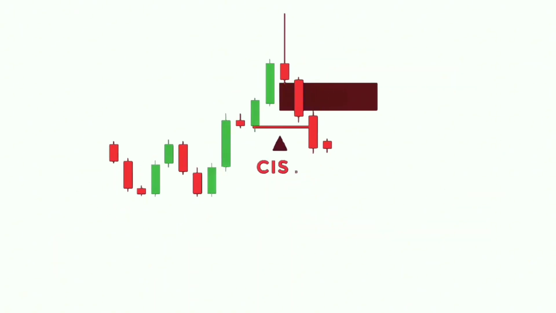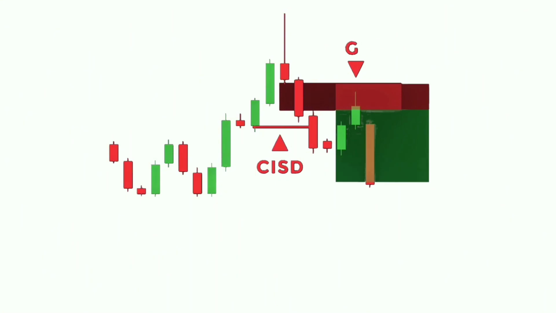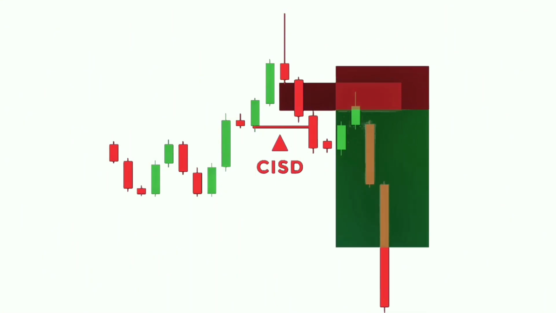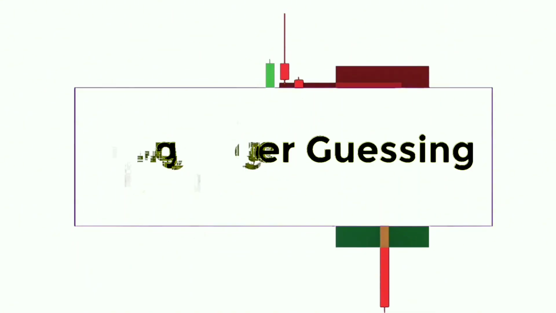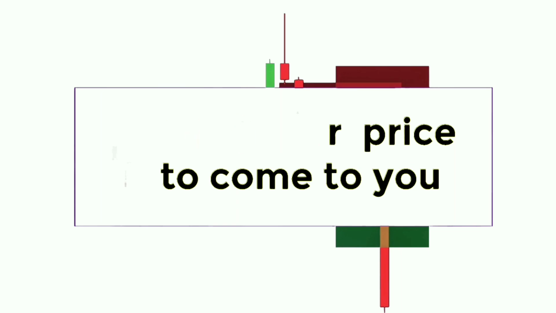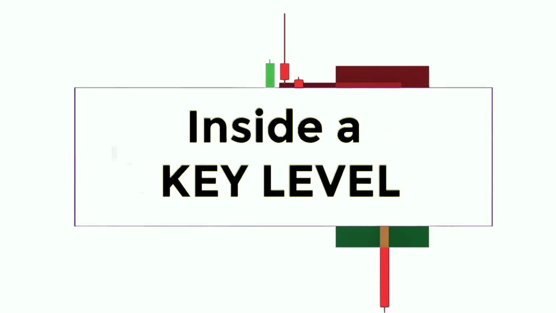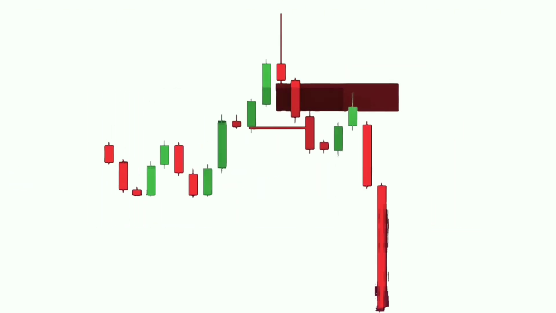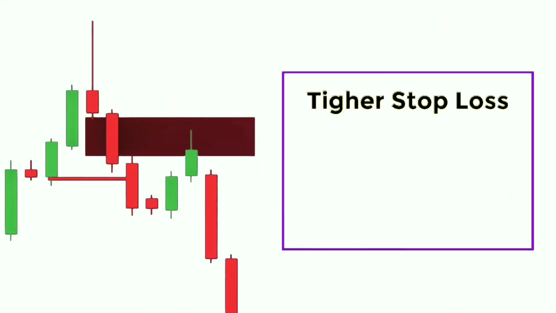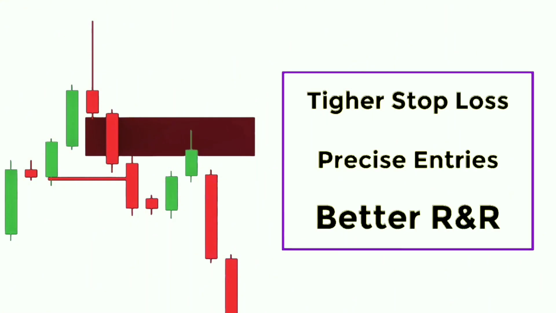After a CISD, price usually pulls back, and if it returns to a fair value gap, that becomes a high probability entry zone. You're no longer guessing, you're waiting for price to come to you, inside an area where market makers previously moved the market. Your stop loss can be tighter, your entry more precise, and your R&R significantly better.